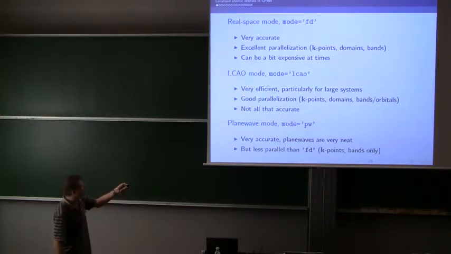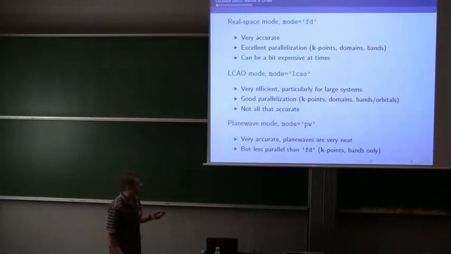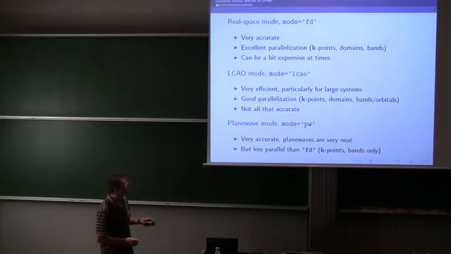The LCAO mode is a way to obtain a quite efficient representation, particularly for large systems, by means of a basis set which is significantly smaller. So we use atomic orbitals plus some more functions, and then we get a much smaller Hamiltonian, and everything can be diagonalized efficiently. It parallelizes pretty well. You still have some dependence on domains, like in the real space case. Also, one has to parallelize at times over the orbitals, which can involve some more communication. Also, the price for having a smaller basis set is that the accuracy drops off. So this is a trade-off.